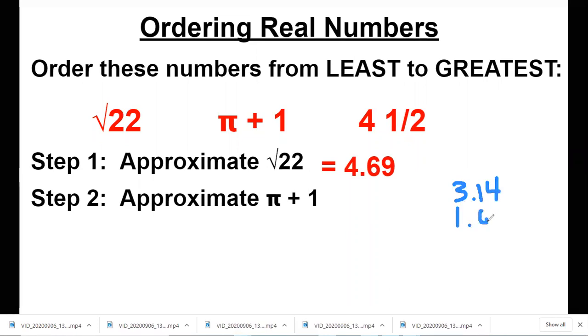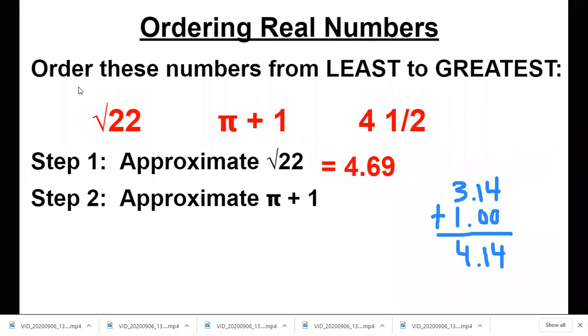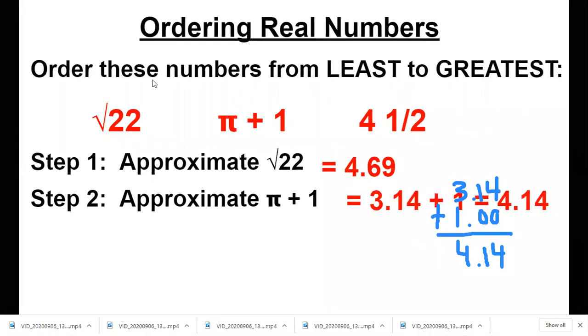Don't forget it's 1. You got to put the 1 under the whole number 3, right? Put some zeros after it. Add that up, we get 4.14. So that's approximately what it is. If you like to work with fractions, you could use 22/7 plus 1 because that also is pi. So, let's clear my drawing. So 3.14 plus 1 is equal to 4.14.